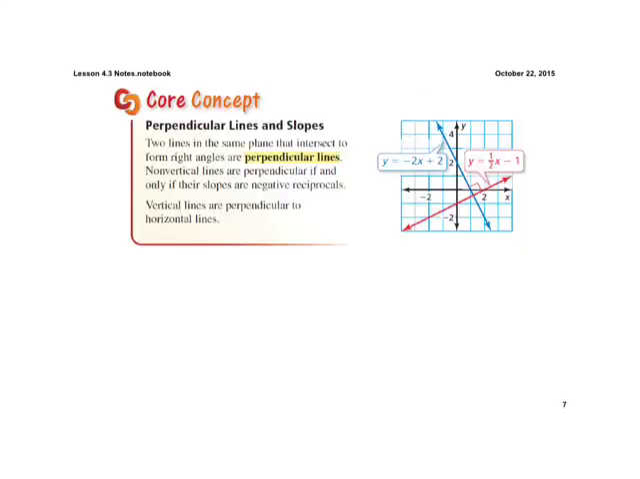Alright, moving right along, perpendicular lines. Similar concept, except perpendicular lines form a right angle, and their slopes are what we call negative reciprocals. Perpendiculars form a right angle, that means a 90-degree angle, and their slopes are negative reciprocals. Vertical lines are perpendicular to horizontal lines.